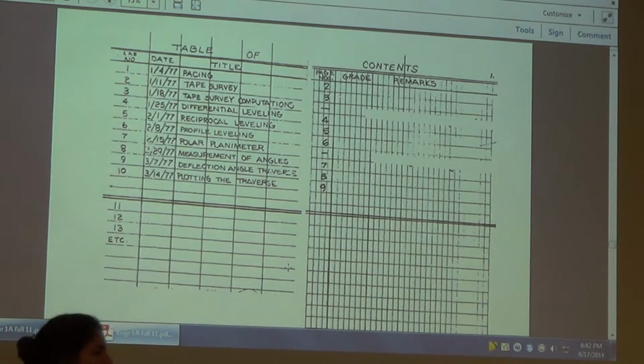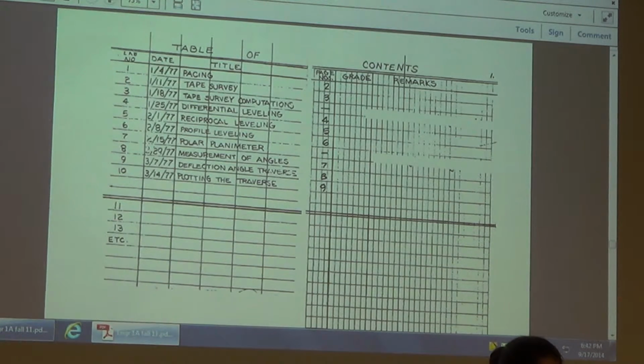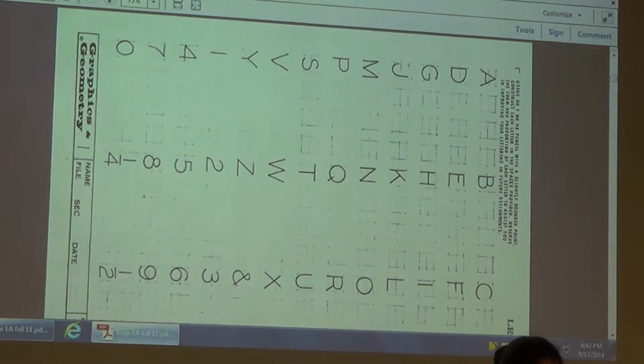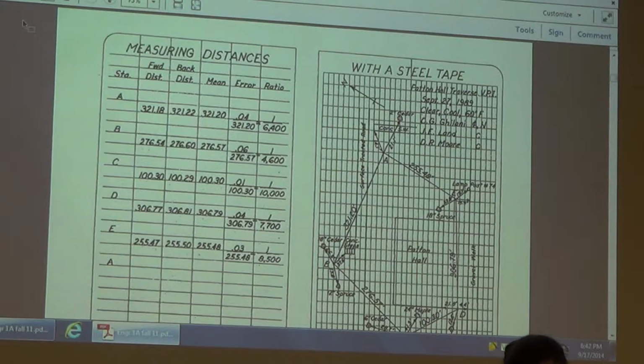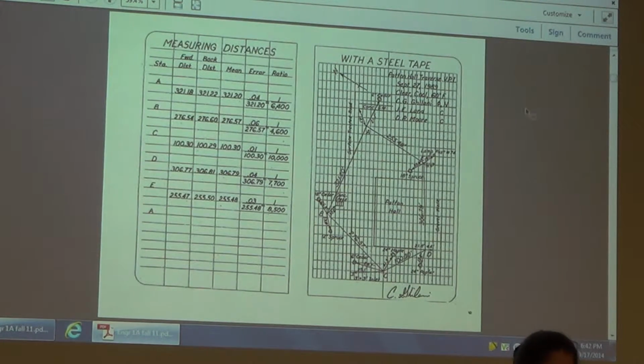So let's take a look at, I'm going to go back in the packet to page, let's say 10. Okay, so I'm on page 9. We're just looking at a field book page, and the title, what's the title? Measuring distances with a steel tape.